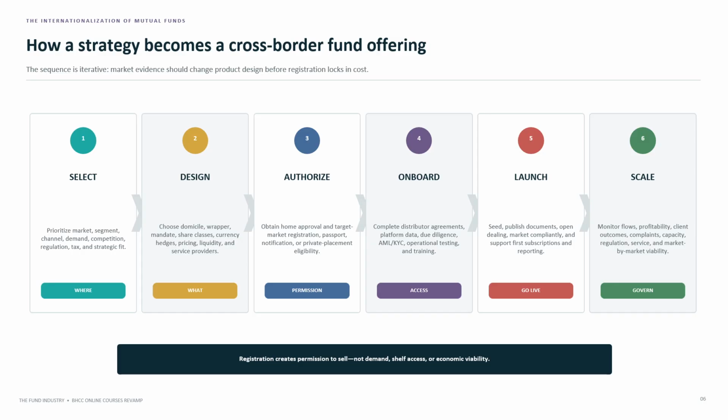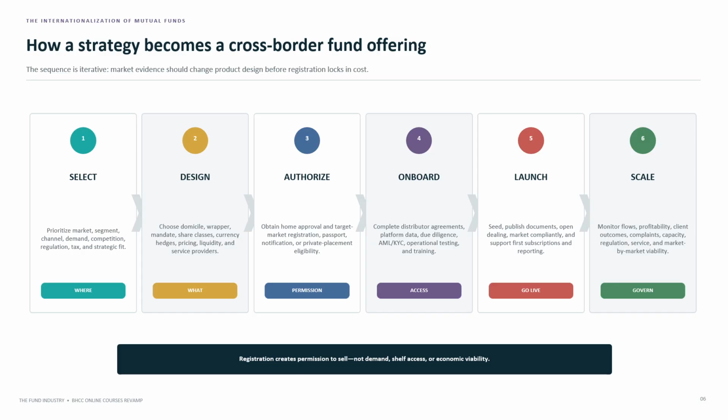Step 3 is authorize. Obtain home approval and the required target market registration, passport, notification, or private placement eligibility. Step 4 is onboard. Complete distributor agreements, platform data, due diligence, AML, and KYC controls, operational testing, training, and service level commitments. Step 5 is launch. Seed the fund, publish the documents, open dealing, market compliantly, and support the first subscriptions, confirmations, and reports. Step 6 is scale and govern. Monitor flows, profitability, client outcomes, complaints, capacity, regulation, service, and each market's continuing viability.